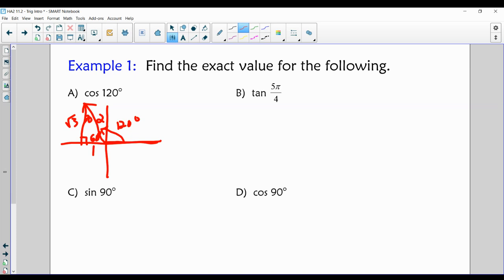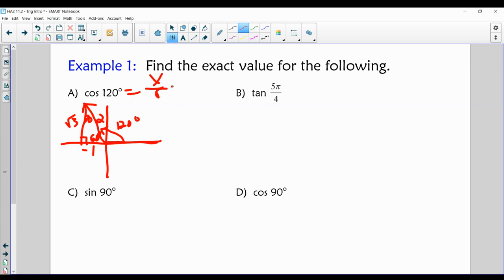So when I want to do cosine, cosine was x over r. Now, I have these here as my 3 sides. I have to worry about positives and negatives. Anything that goes to the left is going to be negative. Anything that goes to the right will be positive. Anything that goes up will be positive, so that'll stay positive. If it went down, it would be negative, and the hypotenuse is always going to be positive.